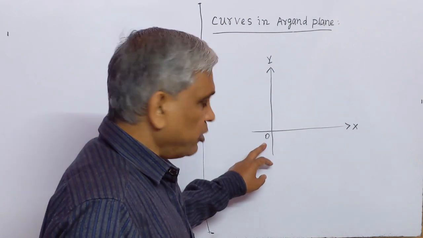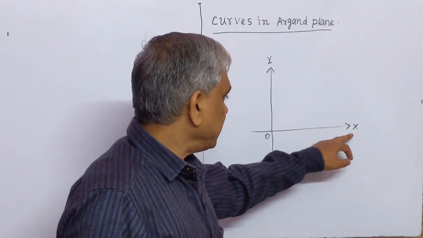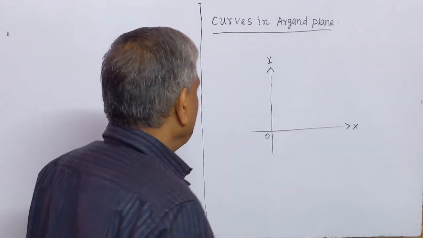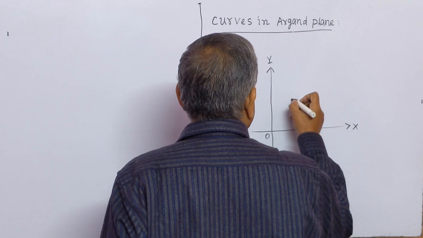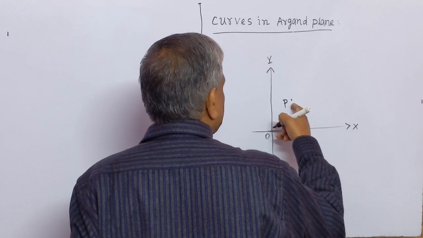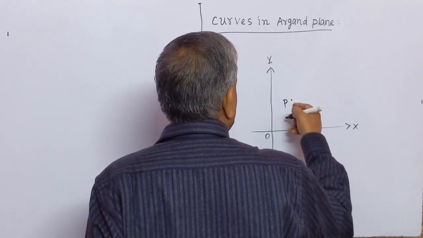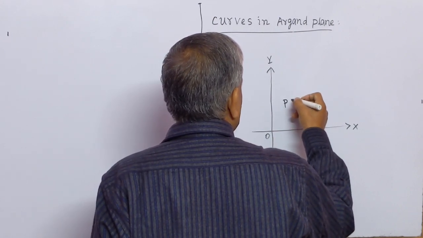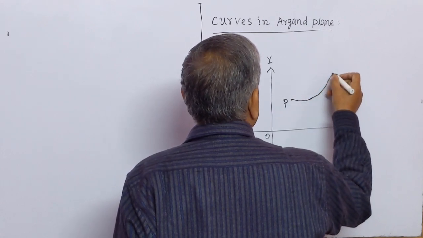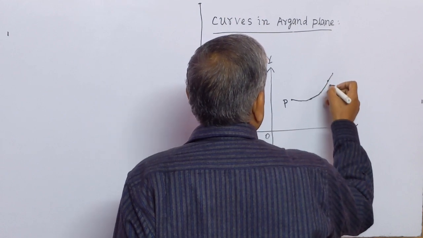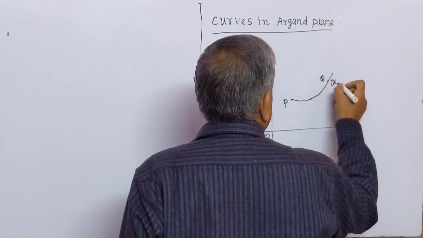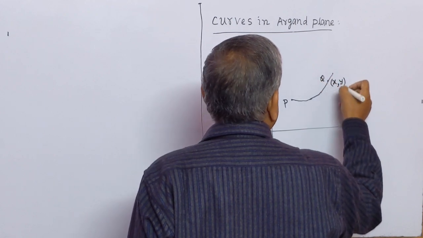Let O be the origin, OX be the x-axis and OY be the y-axis. Let P be a point in this xy plane. Let this point move with respect to time. As time increases, the point moves in this xy plane. Let at any time the position of P be Q and its coordinates be x, y.